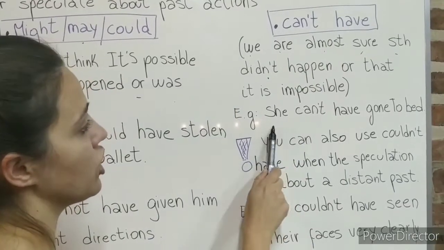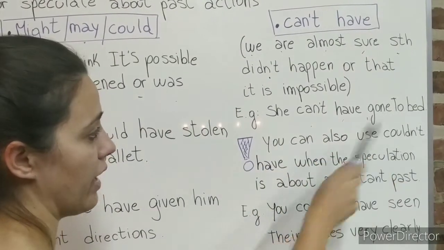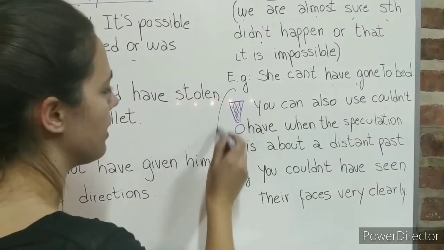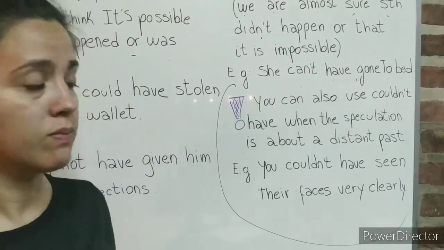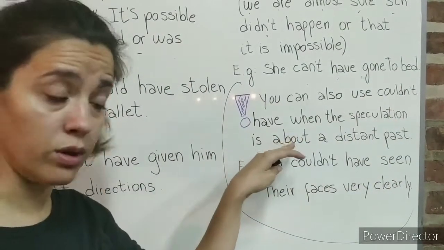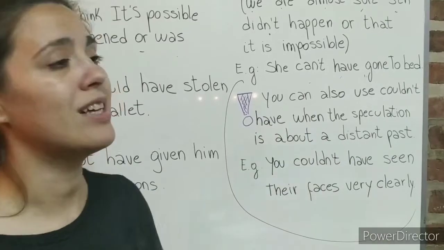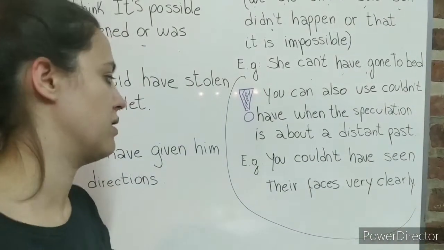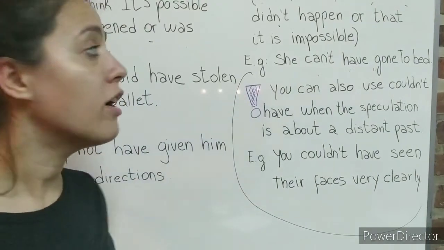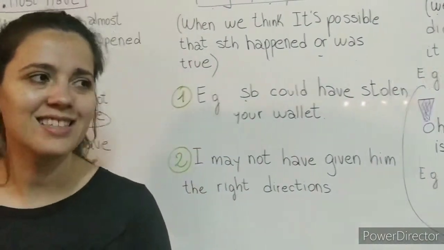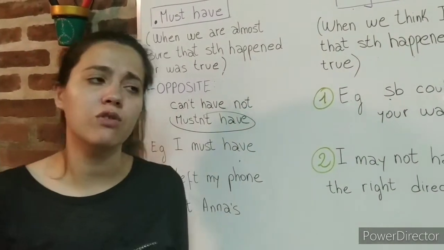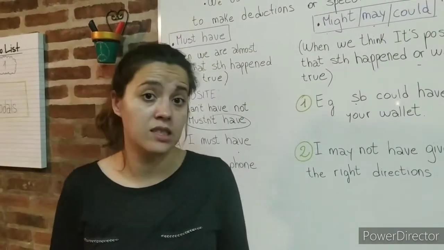For example, she can't have gone to bed, yes? Okay, is it okay? Is it clear? Here we have this. It says, you can also use couldn't have, of course, when the speculation is about a distant past. For example, you couldn't have seen their faces very clearly. Okay, well, I hope it is useful for you. Of course, it is useful, but I hope you could understand everything.